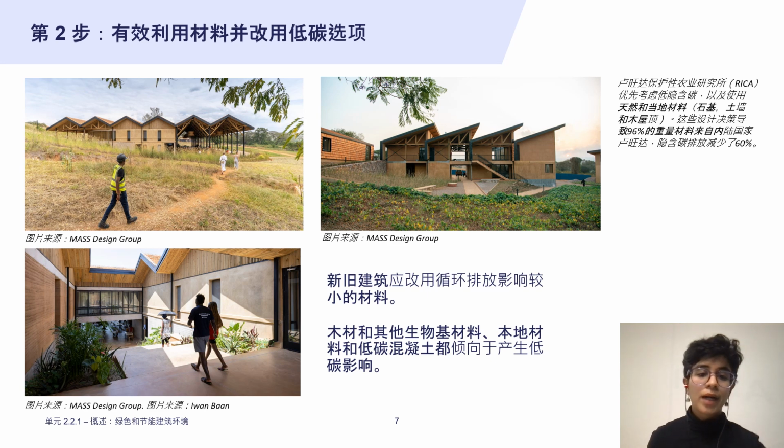Timber and other bio-based materials and low carbon concrete all have low carbon impacts. An example is the Rwanda Institute for Conservation Agriculture. The project prioritized low embodied and natural and local materials such as stone foundation, earth walls and timber roofs. These design decisions led to 96% of materials by weight being sourced in Rwanda, contributing to a 60% reduction in embodied carbon.